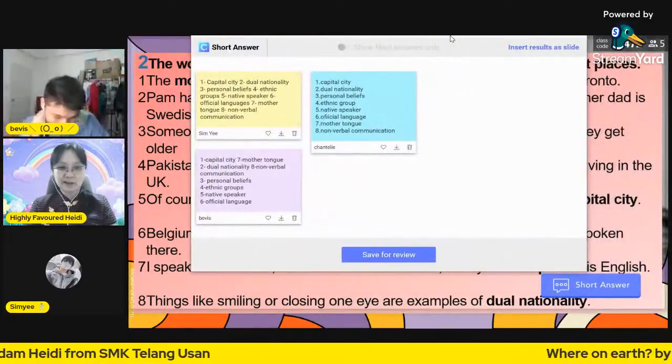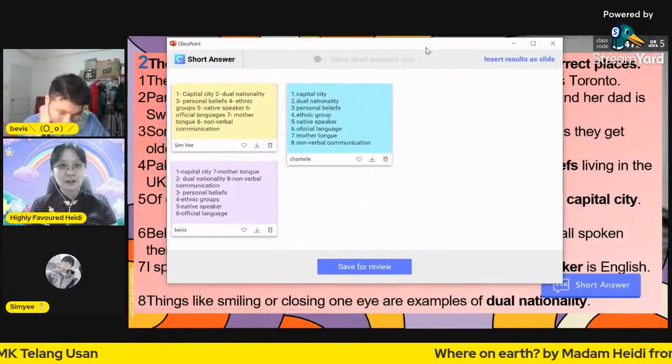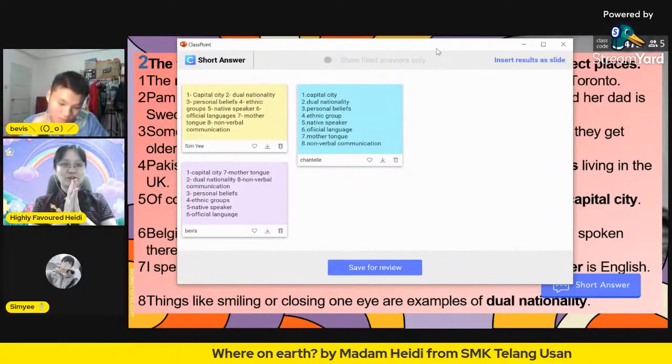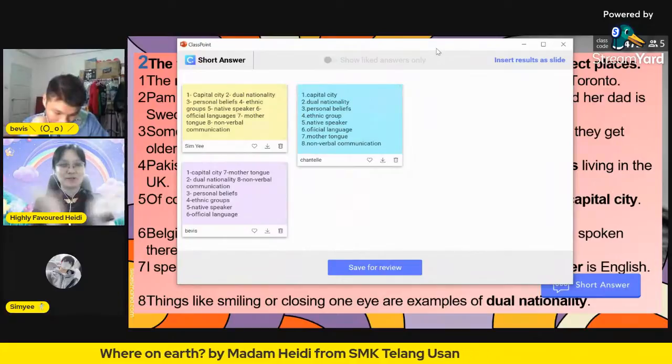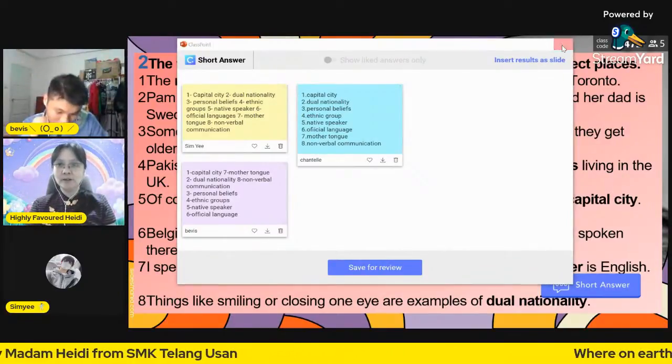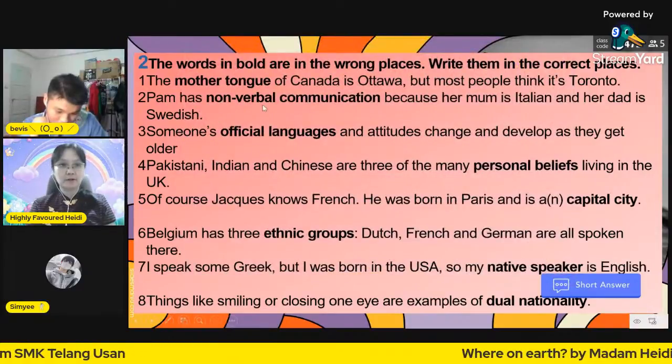Number eight is things like smiling and closing eyes are examples of non-verbal communication. Okay, good. Okay, all of you got it right. Okay, every one of you. Good, good, good. I'm so happy. Okay, also today you learned something new. Okay, you learned about all the different words. So make sure you use it correctly.